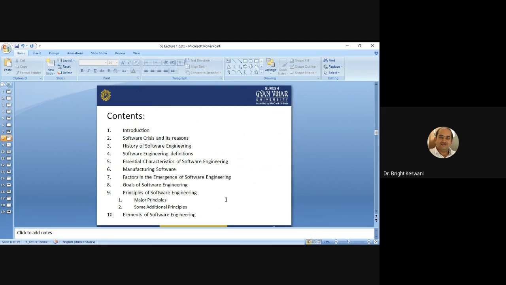We will discuss in this class the general introduction about software engineering, then software crisis and its reasons, then history of software engineering, and software engineering definitions. There are so many definitions of software engineering; we will discuss in this segment various definitions given by various scientists and developers. Then essential characteristics of software engineering. We will discuss manufacturing, how to manufacture software, and factors in the emergence of software engineering. Then we will discuss the goals of software engineering, and lastly, principles of software engineering. There are two types of principles: first the major principles, and some additional principles also. Lastly, we will discuss the elements of software engineering.